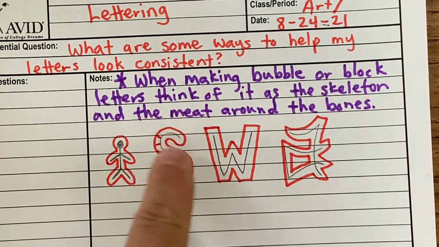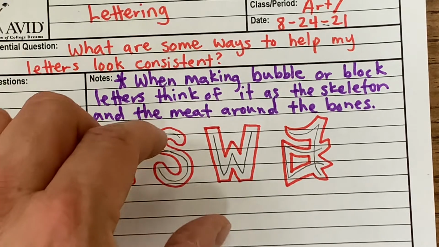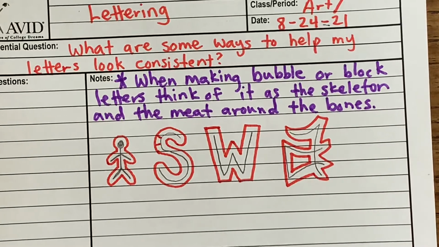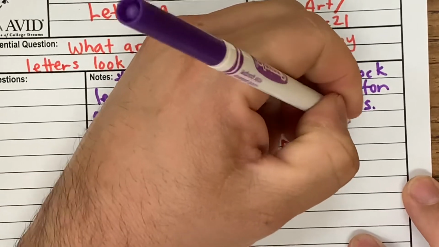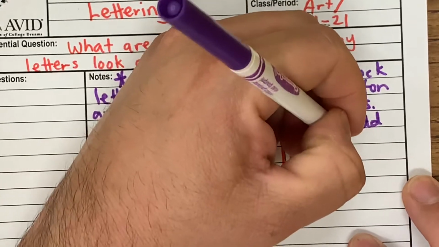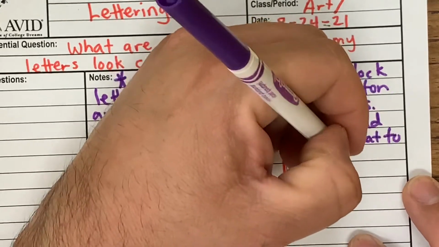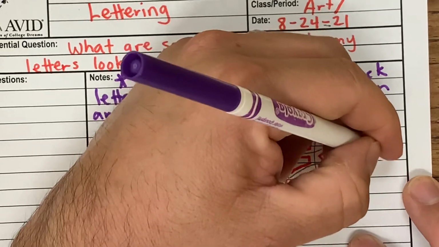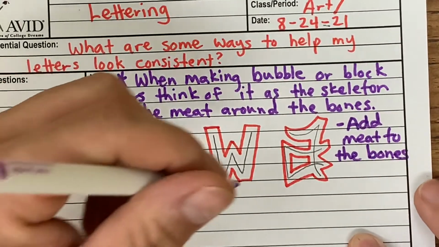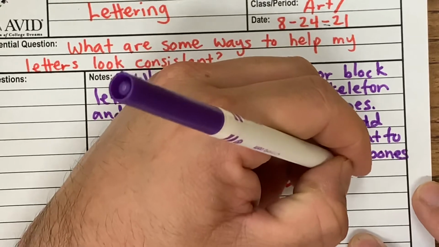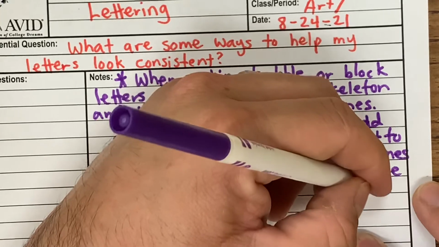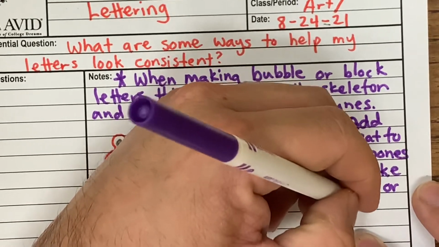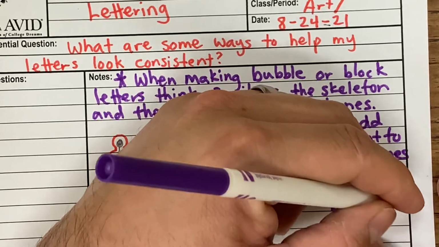If you say you don't know how to make them, all you got to do is start off with the stick, which we're calling the bone, and then add meat to the bone to add the thickness to it. So right here in my notes, I'm going to put: add meat to the bones to make bubble or block letters. All right.